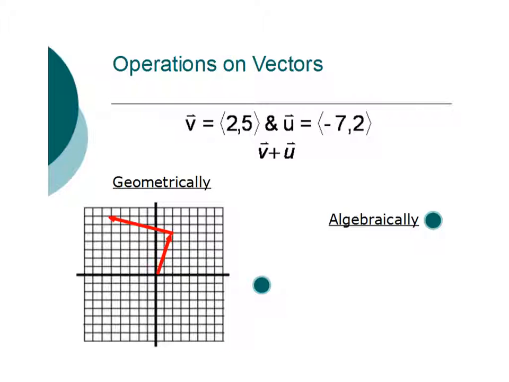But I'm going to give you two vectors in component form. Remember yesterday they were given at a degree measurement and told you the direction and the magnitude. Now I'm just giving you the component form.